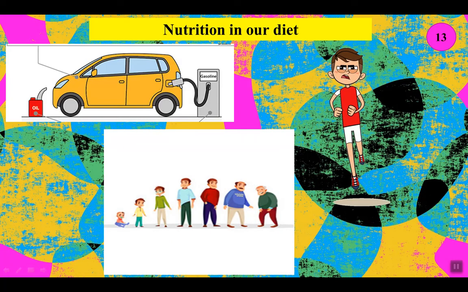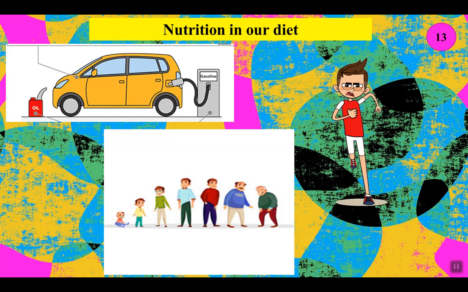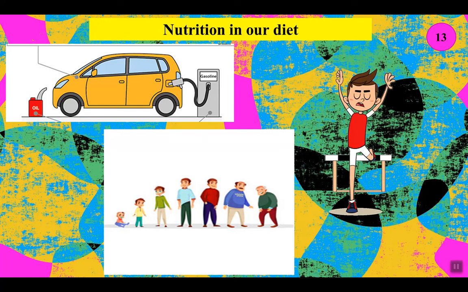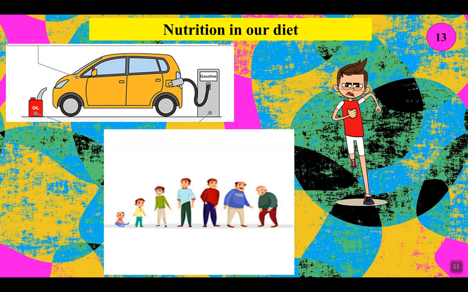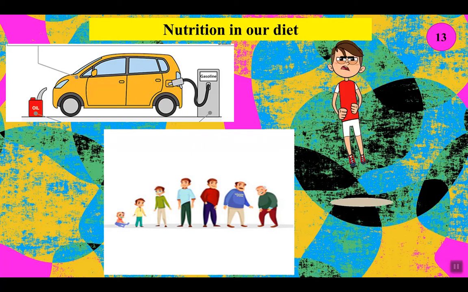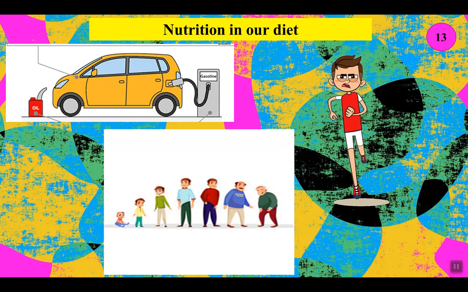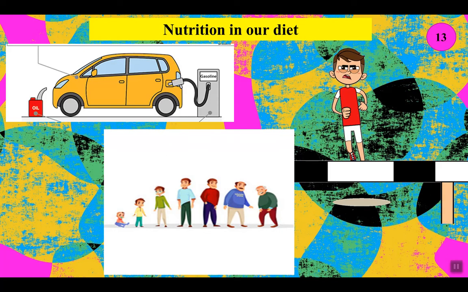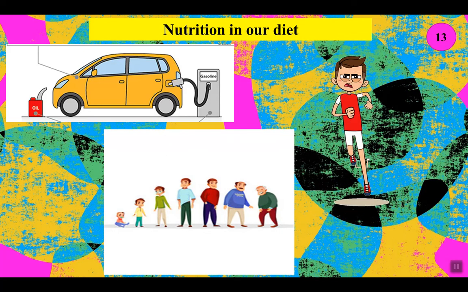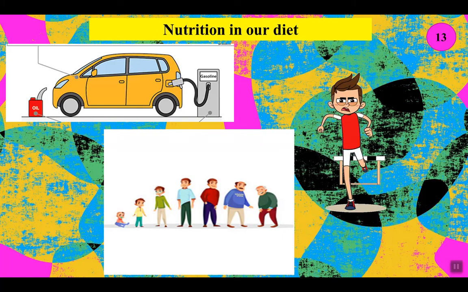Nutrition in our diet. A car requires gasoline to run, and you need to treat your body the same way. We need to treat our body with efficient nutrients in adequate amounts. As consumers, we aren't like plants which produce their own food. We need to eat in order to fulfill the energy requirement.